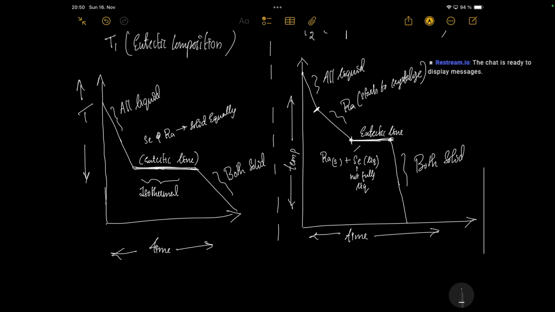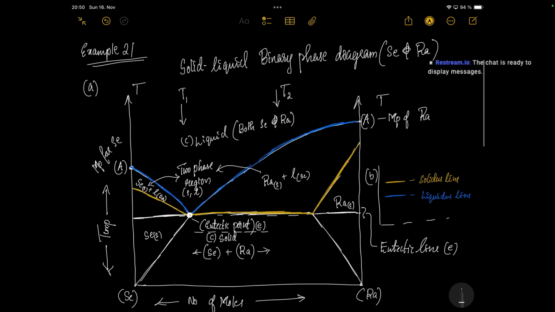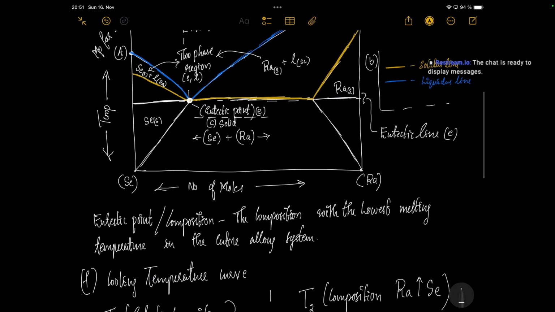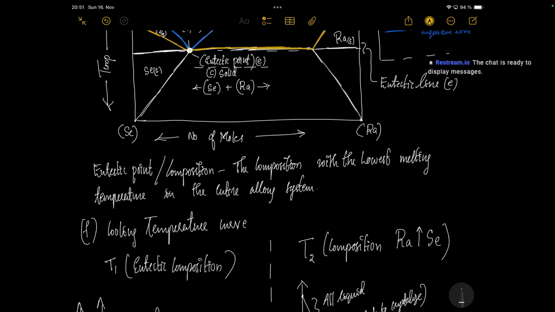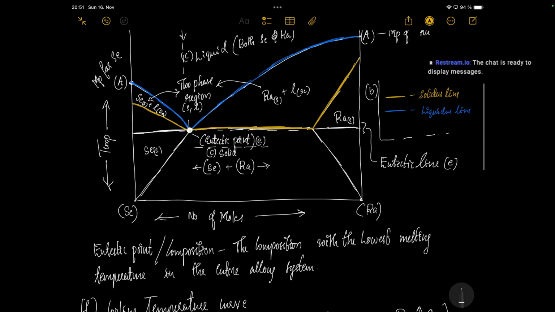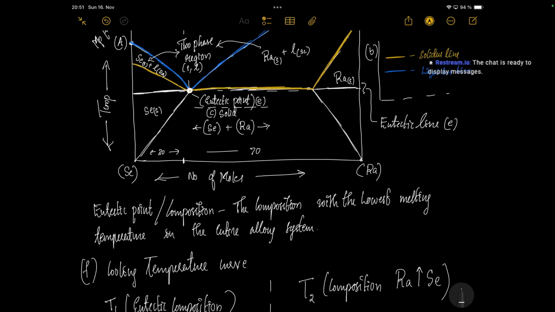So in the case of T1, here we can see the T1 passes through the eutectic point. So it's a eutectic composition. Now, what is a eutectic composition? It is a composition with the lowest melting temperature in the entire alloy system. I don't know what composition it's gonna be here. It looks like a 70-30 type of composition.